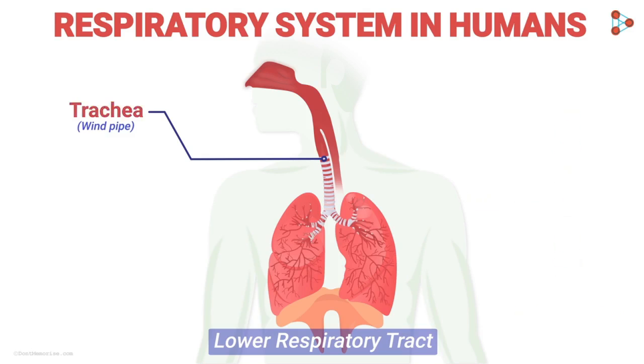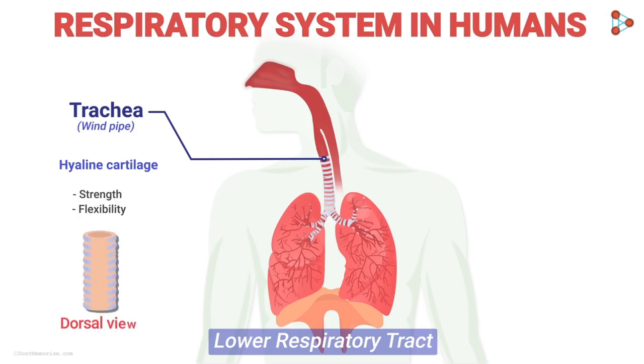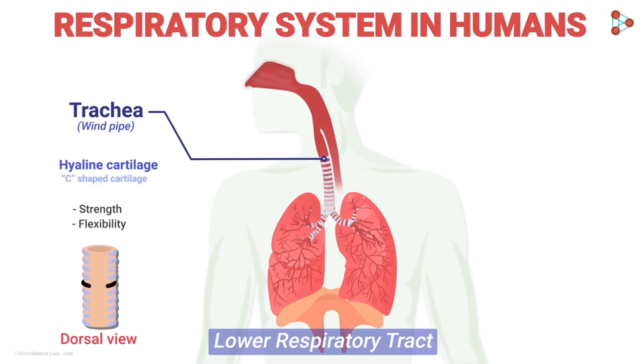The trachea is surrounded by rings of cartilage. It is the hyaline cartilage that surrounds the windpipe, which gives both strength and flexibility to the tracheal muscles. If the structure is observed from the dorsal view, then the cartilage rings are found to be incomplete. That is, they are C-shaped and do not form a complete ring-like structure. This helps in easy contraction of the muscles when the food is passed down the esophagus, lying just behind the trachea.